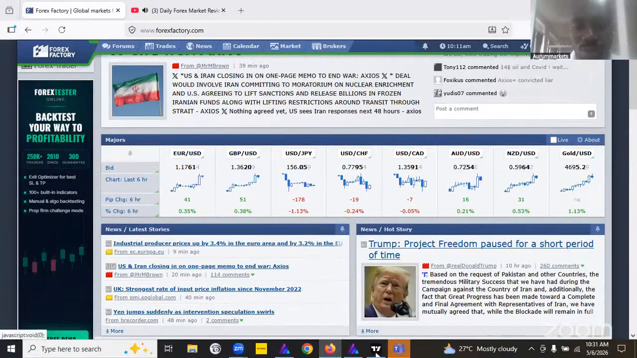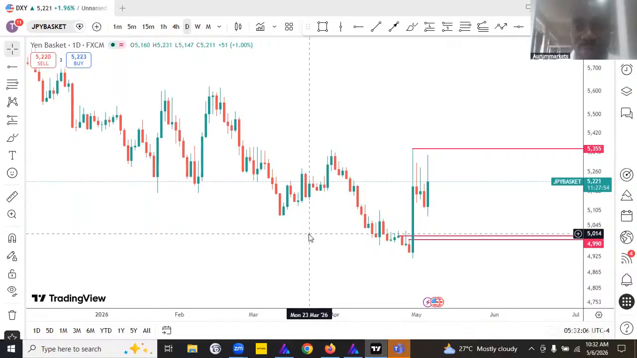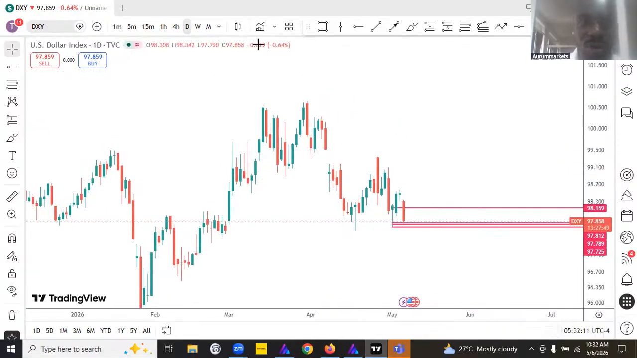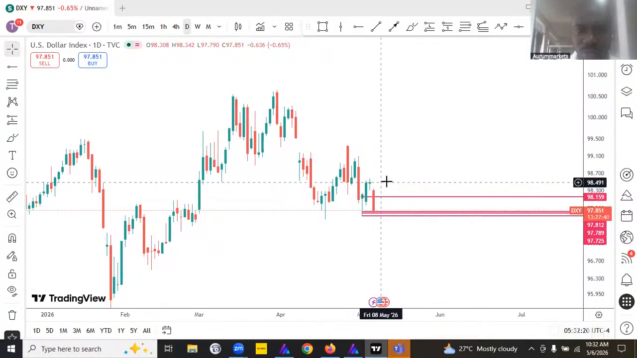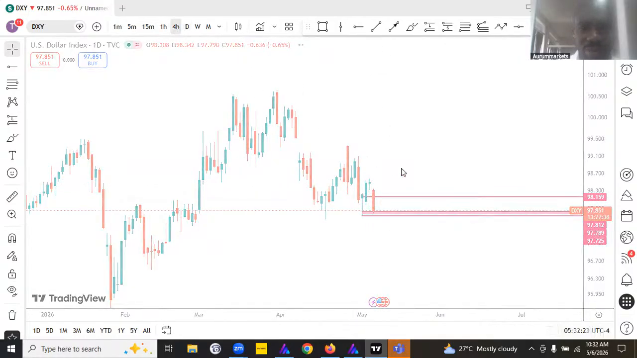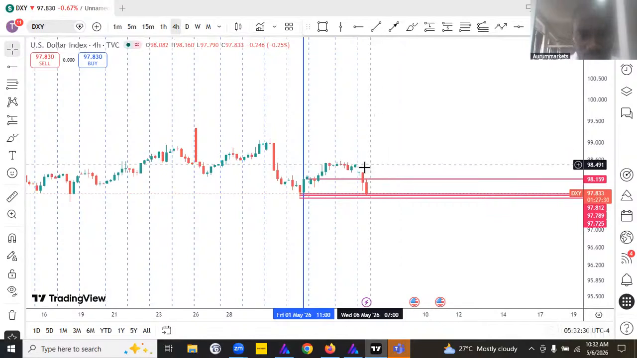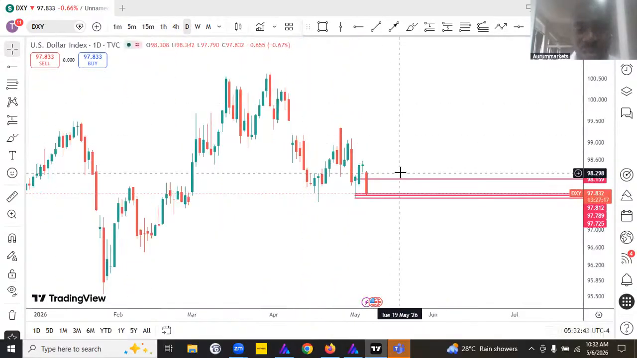Yesterday I gave a call on EUR/USD and GBP/USD. Let me go back to the DXY. I told you guys I expected the dollar to be bearish yesterday, and that I'm looking for opportunity to buy. You can see the dollar has been bearish. I took the trade yesterday and I'm in massive profit right now.